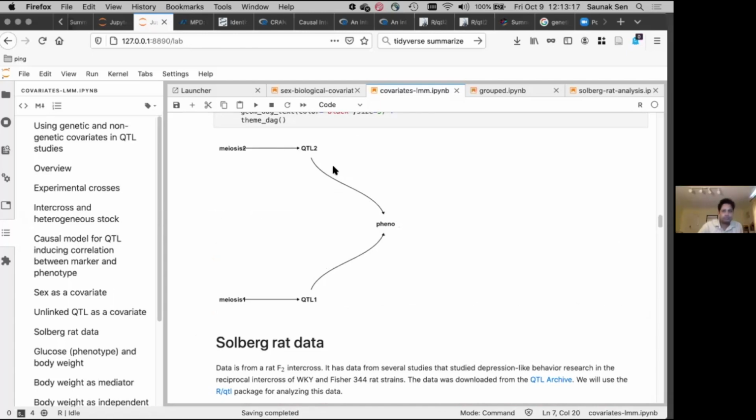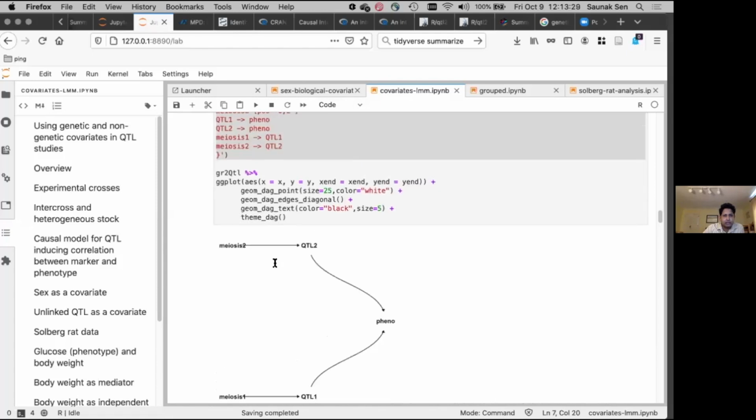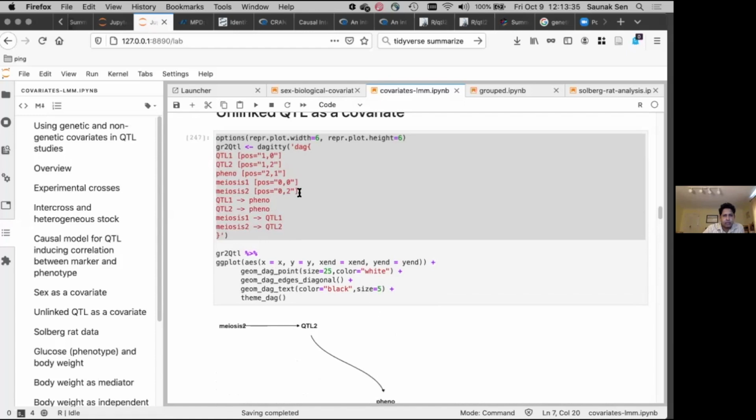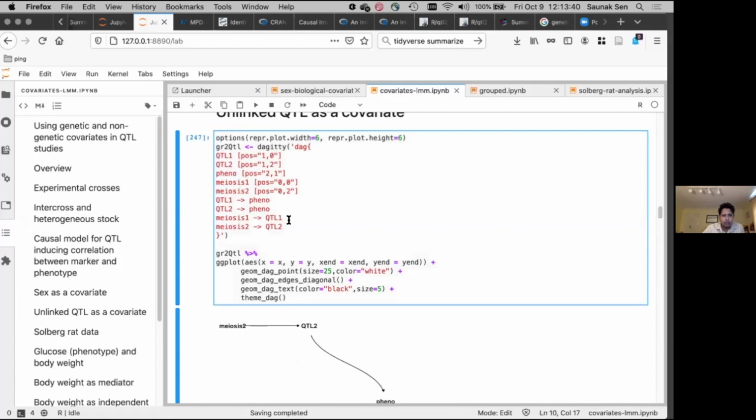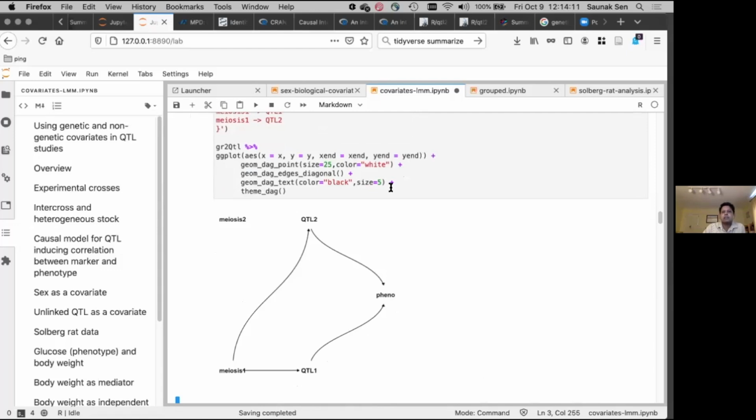And I mean, if these two were on the same chromosome, then it's a little bit different. So let me see if I can do that. If it was like this, that is, they're on the same chromosome, then you will want to adjust for both of them. Does that make sense? Yep, thank you.